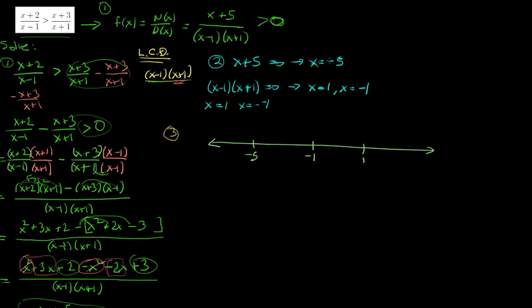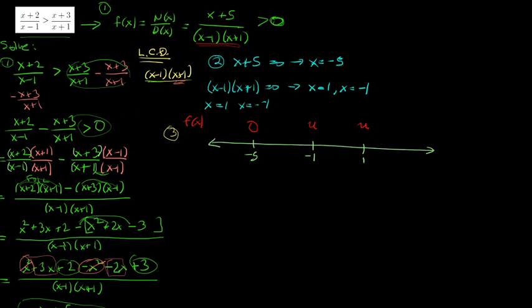And now notice the numerator is 0 when x is negative 5. So here the function f of x is going to equal 0. But when x is either 1 or negative 1, that's when the denominator is 0. So that's when the original function is undefined. So U for undefined. Okay. Now we just fill in the signs here. Plus, minus, plus, minus. Well, I don't know what they are yet, right?